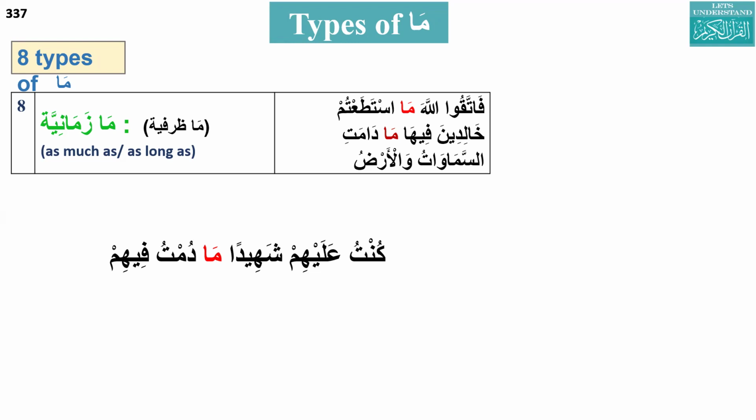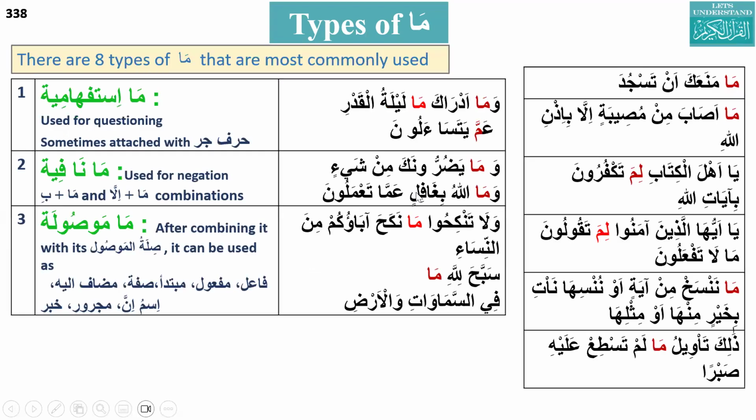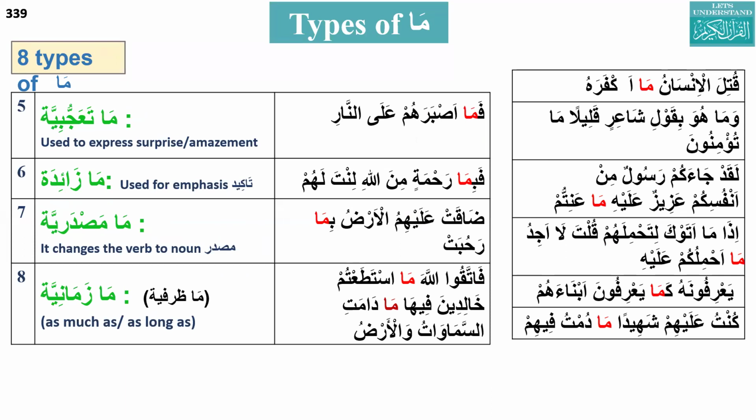We have seen the different types of ma, and at least we should know the names. Ma istifhamiya: what is the use? Question. Ma nafiya, used for negation. Ma masula: if it is combined with silatul mawsul, it can act as mudaf ilayhi, majroor, khabar. There is a list like that. Fifth is ma ta'ajjubiya, ma of amazement. It is used to express surprise, and it will be in the pattern of ma af'ala. Ma zaida is used to put emphasis.